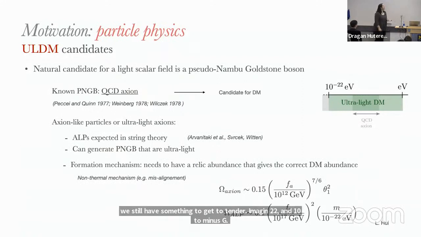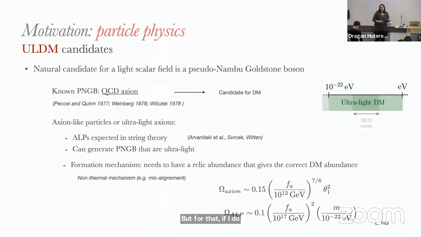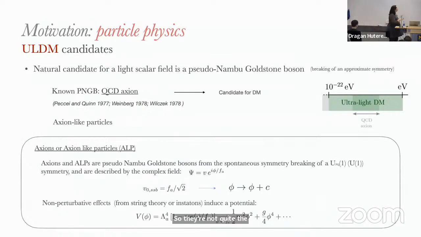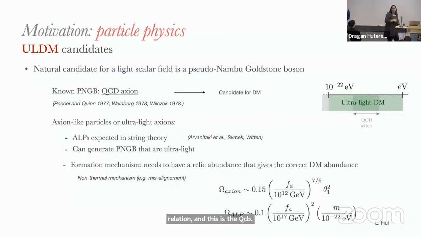But for that, if I do other modifications in the standard model of particle physics, or even coming from string theory, or even coming from some models of inflation, you can create what we call axion-like particles. So they're not quite the axion. The axion has a very strong relation between this F, which is the symmetry breaking scale, and its mass. So the mass is always related to F. There is a fixed relation, and this is the QCD axion. The axion-like particles are produced by other mechanisms.